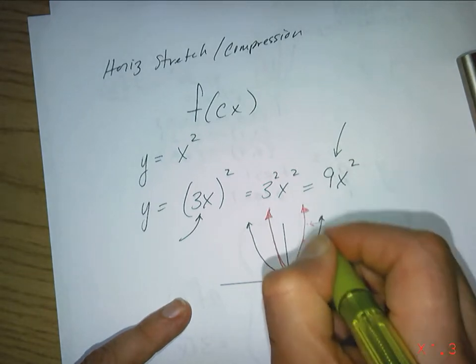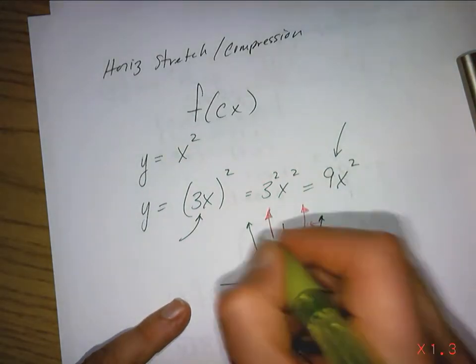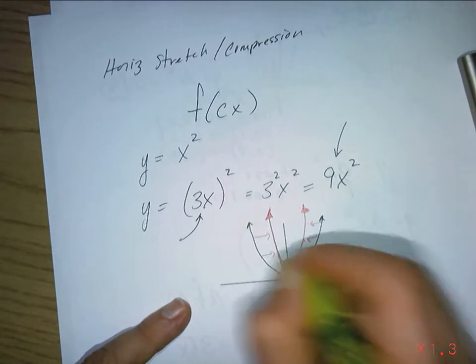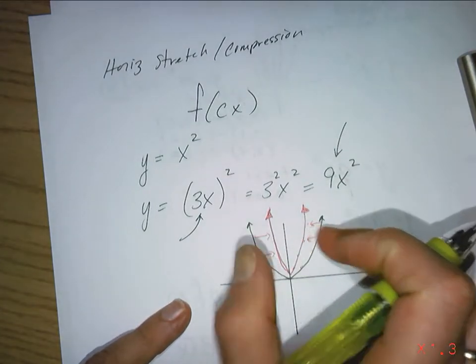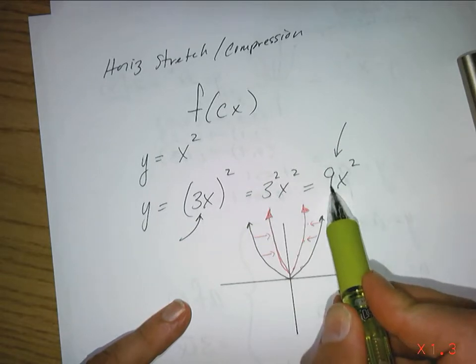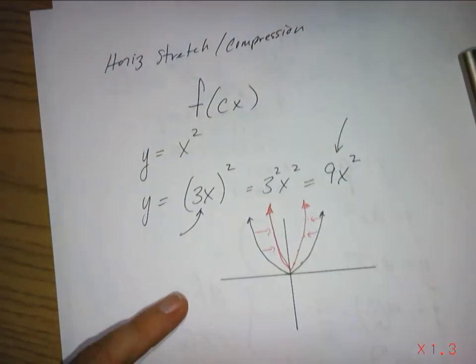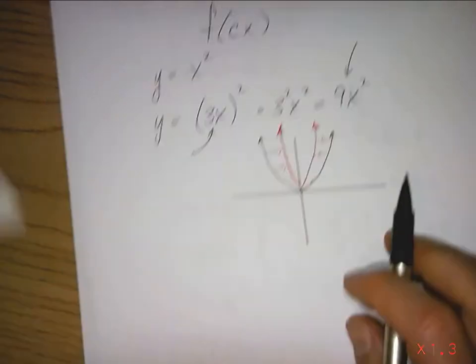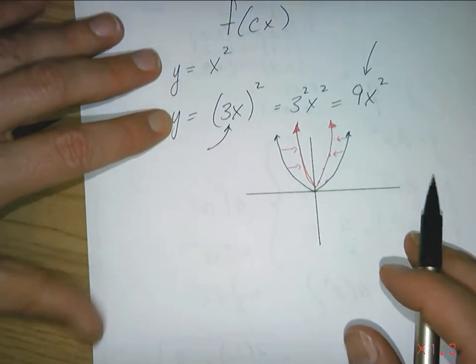So if I bring these in this way, if I bring these in by a third, I'm actually going to get a vertical stretch that looks like 9. And that's just one of the things about the parabola. It's just one of the ways that it works.